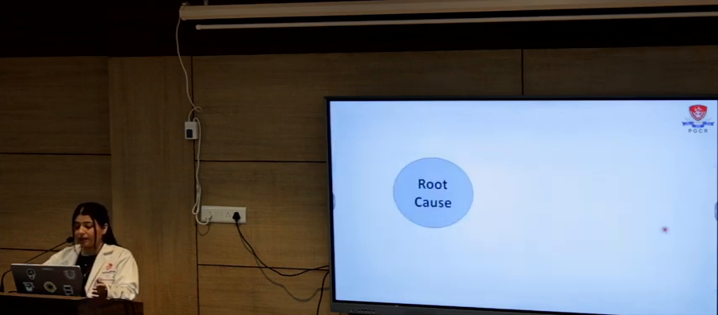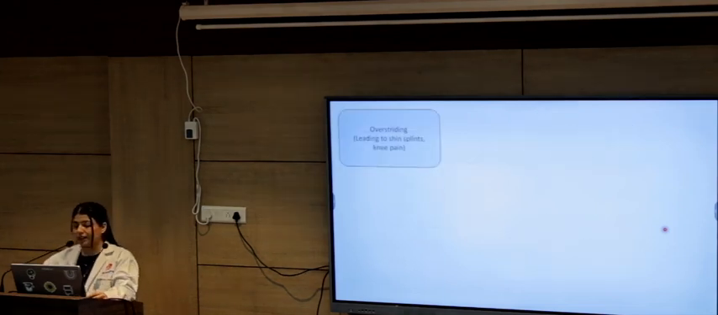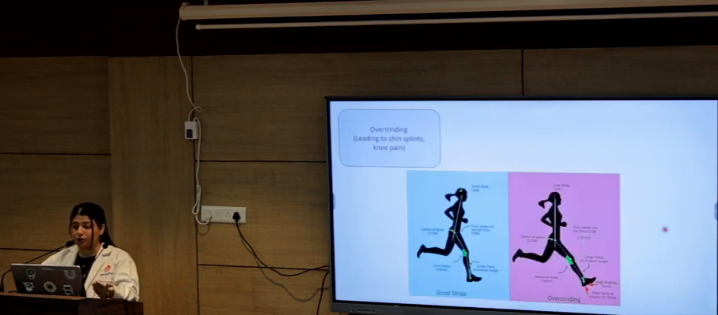Running analysis identified the root cause of injury, and most sports injuries are not caused by a one-time trauma but by repetitive stress or poor mechanics. Now, poor running form can lead to a variety of common injuries like overstriding, which is where the foot lands too far in front of the body, and it increases impact forces that can lead to shin splints and knee pain.